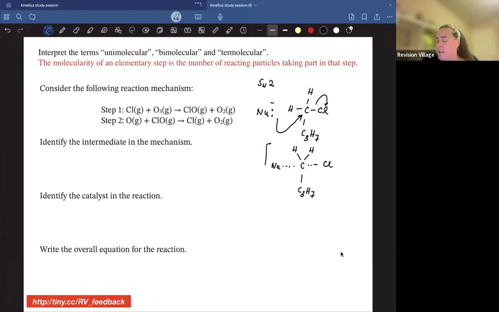And if instead of drawing this as SN2, I decided to draw it as SN1, I would draw different things. I would say, well, first thing that happens is the carbon-chlorine bond breaks. And the next thing that happens is the nucleophile attacks the carbocation. So we see these elementary reactions as being really important when we talk about organic chemistry. But they're really important everywhere. They allow us to learn a lot about how reactions take place. And just like in organic chemistry, we need to have some sort of a model for how they happen.